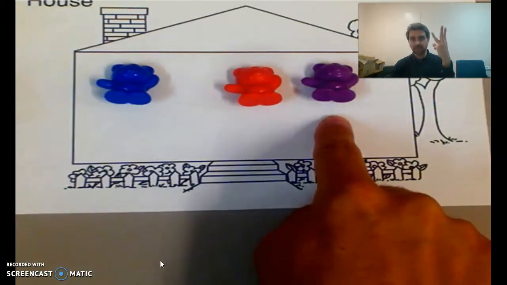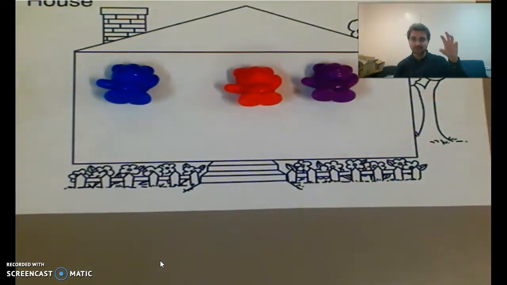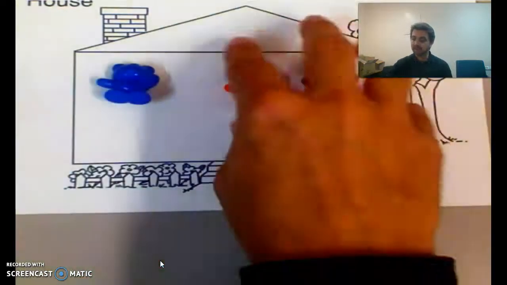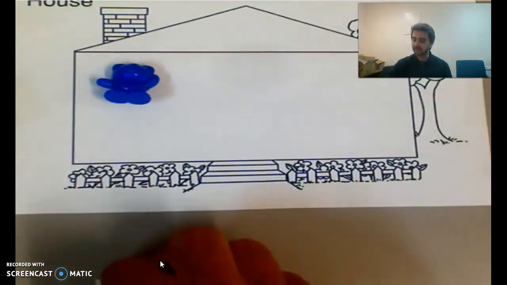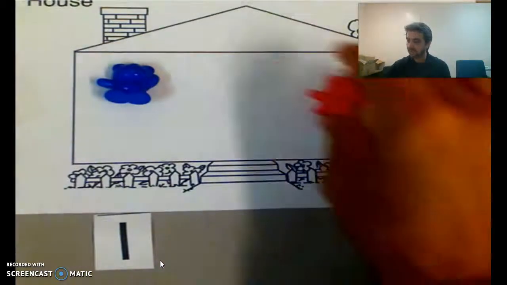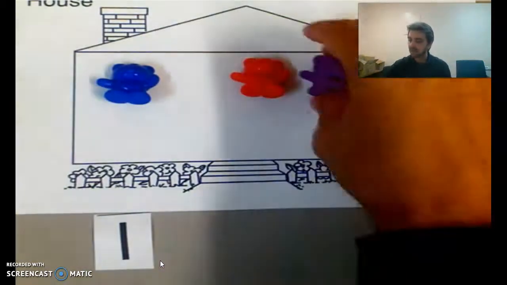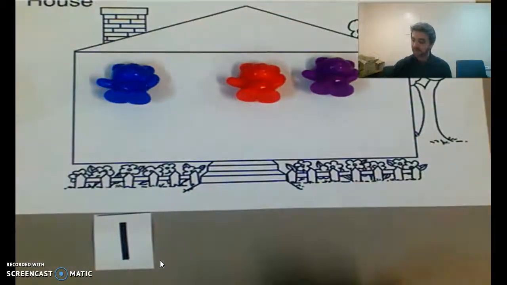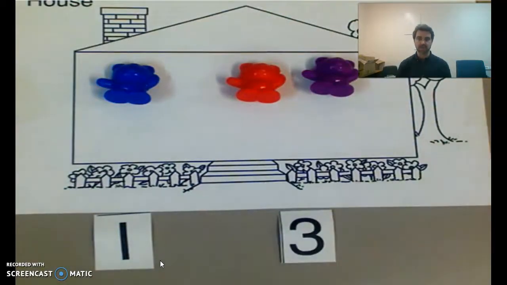We have 3 bears. So what we just did was we had a certain number of bears in the house, we had 1 bear, right? I'm going to put the 1 here. And more bears came in. So he invited his friends. And then we ended up with 3 bears. Okay, so when you have a certain number of things, and then you add more to it, it's called addition. Addition, when you add things together.